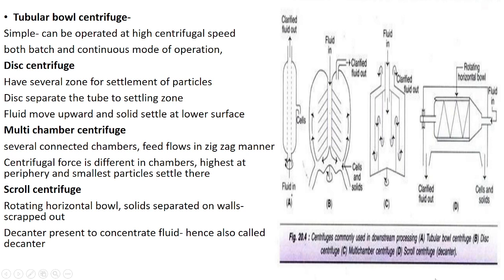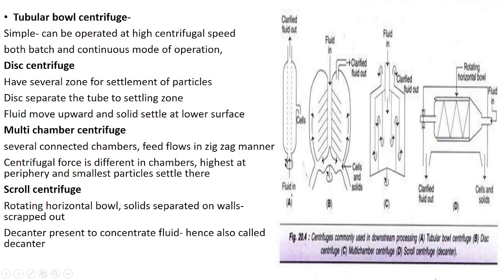Then you have the multi-chamber centrifuge, where you have different chambers which are connected in a zigzag fashion. You add in the liquid and centrifugation will happen. Here, at the periphery the centrifugal force is much higher than in the middle. So the smaller solid particles settle down at the periphery, and the larger ones in the middle.